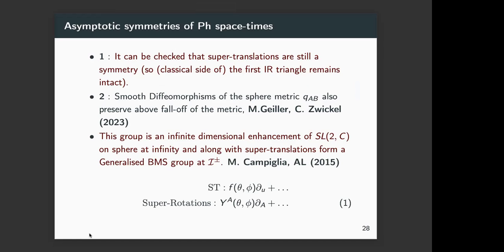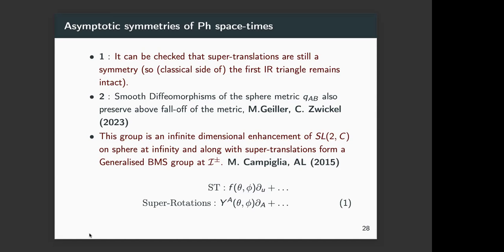It was also shown that these polyhomogeneous spacetimes have more infinite dimensional symmetries, in the sense of transformations which map one of these spacetimes to a different spacetime which has the same fall-off. And these are really diffeomorphisms of the metric at infinity. If you just take smooth diffeomorphisms of the sphere metric, that will give you some complicated transformation of the metric in the bulk, but they preserve this polyhomogeneous flatness of the metric. And this group of smooth diffeomorphisms is, of course, infinite dimensional. It's like an infinite dimensional enhancement of the Lorentz group, which is just SL2C at infinity.